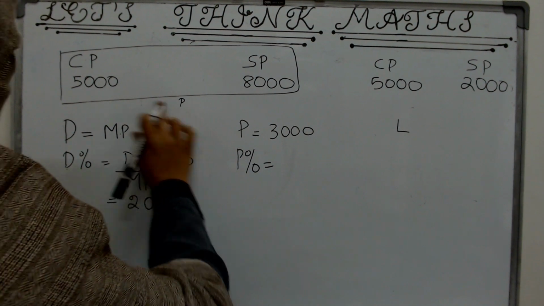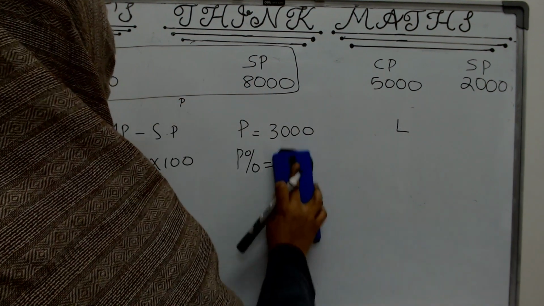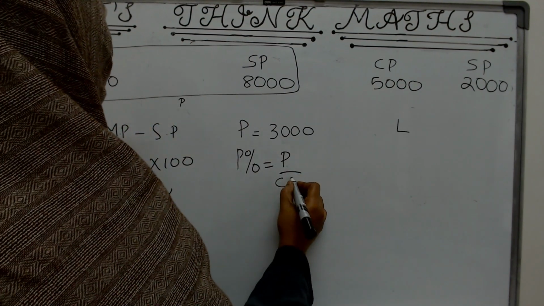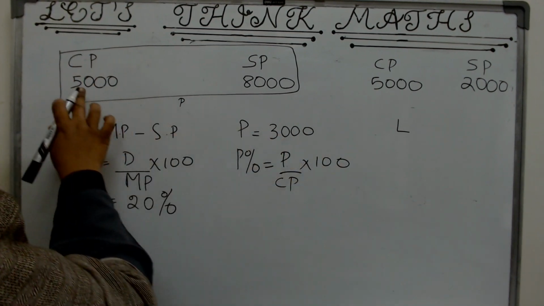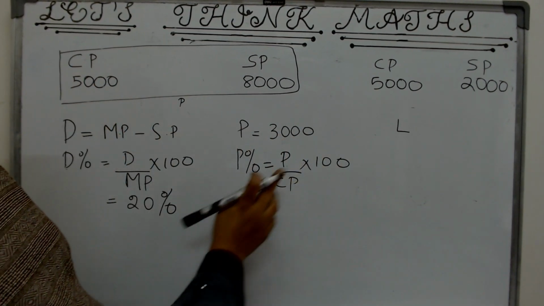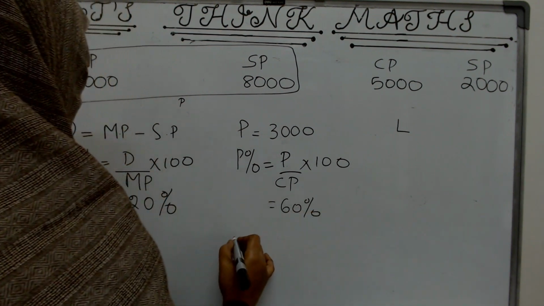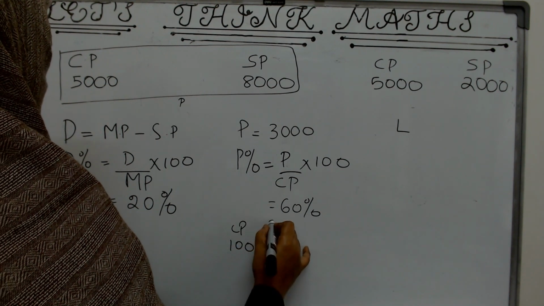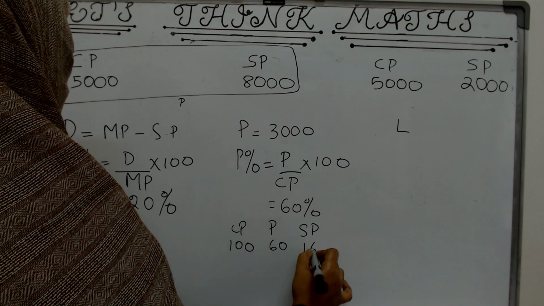What is it? The difference between the two, which is the profit, and the initial value you started with, which is the cost price, into 100. That means 3,000 by 5,000, which is 3 by 5 into 100, you will get 60%. What does that mean? Whenever the cost price is 100, he makes a profit of 60 rupees. That means he sells it for 160.